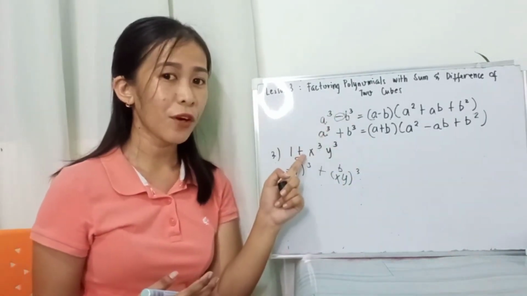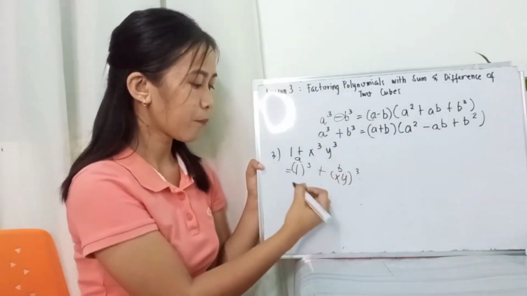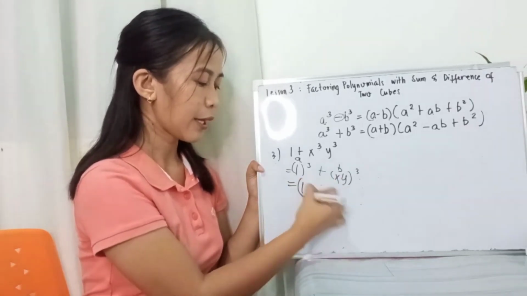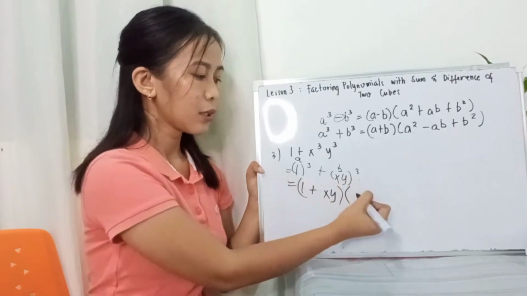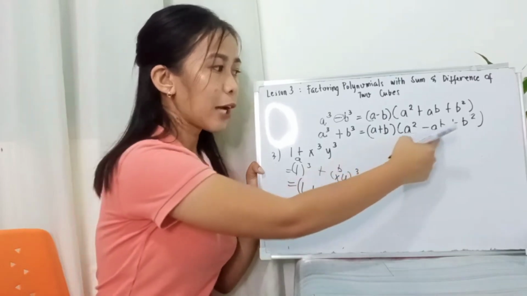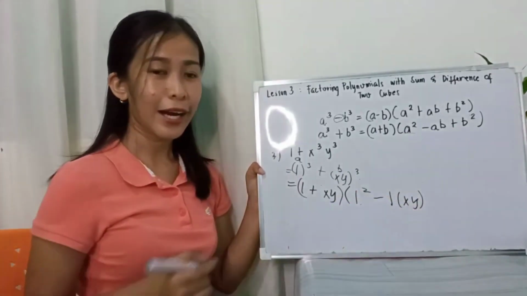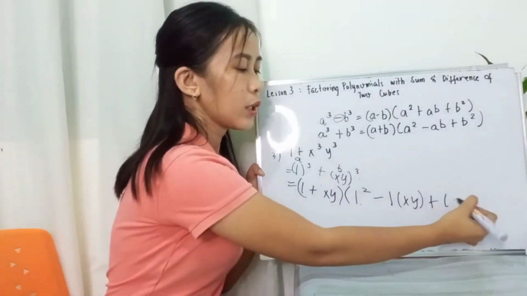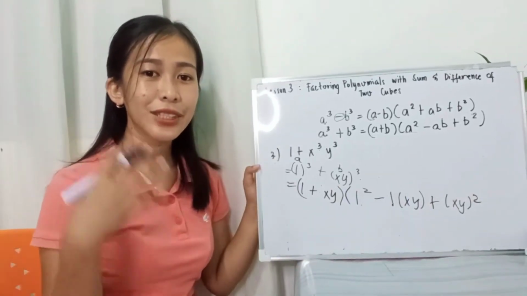So, dahil ito ay sum of 2 cubes, what are we going to do is to use this, right? So, we have a plus b. Ang ating a is 1 plus xy, kasi yung b natin ay xy, times a raised to 2. Ang ating a raised to 2 is 1 raised to 2 minus a times b. So, ang ating a is 1 times xy, alright, plus b raised to 2. Ang ating b is xy. So, we have to raise it to 2. Okay? And then, just simplify.